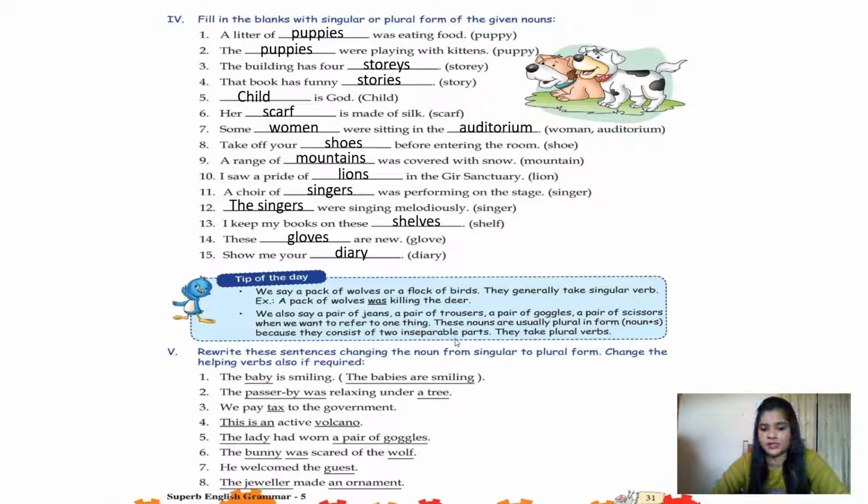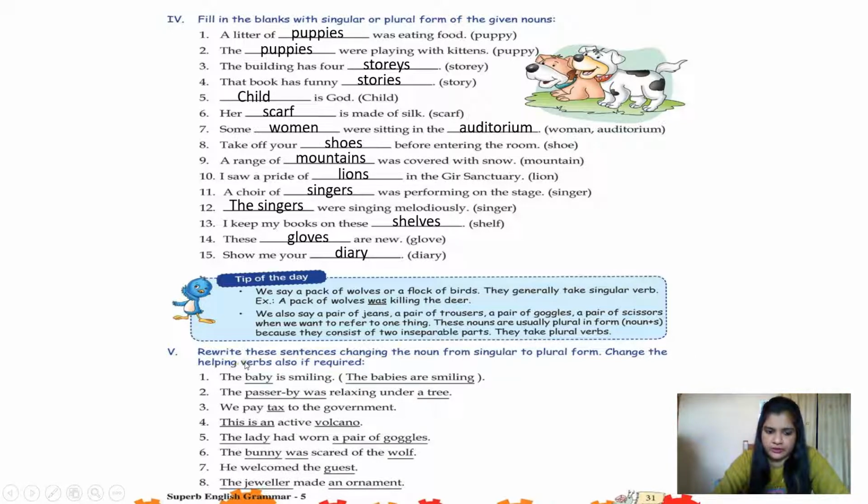Okay, we cannot wear one spectacle, one side, in one eye. We cannot wear like this, fine. We cannot wear one shoe and go out. We cannot wear one sock and go out. So these are inseparable. We cannot separate them. So they take plural verbs.